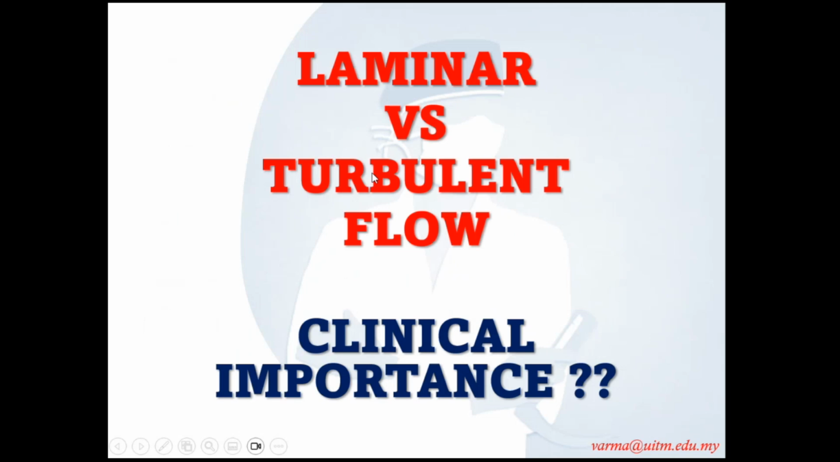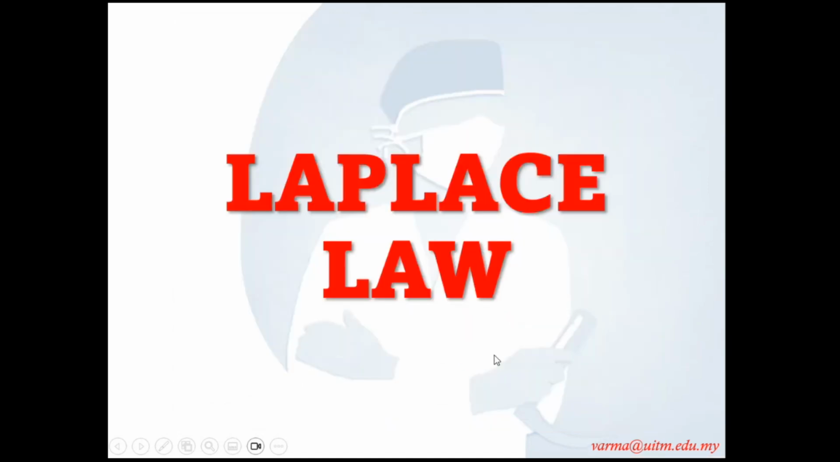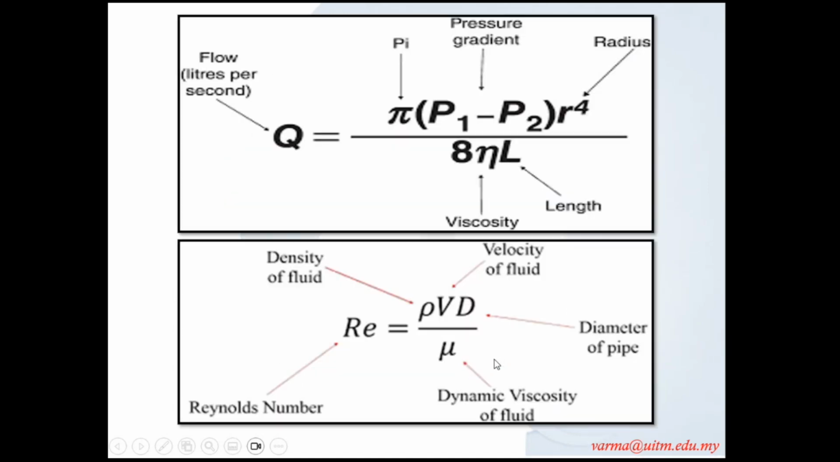So we come to the last section of it. Laminar versus turbulent flow. Why are we so concerned about the flow? Why do I talk so much about the flow, the laws and everything, the clinical importance of it? As I mentioned just now, Poiseuille law talks about this, then we talk about Reynolds number. Poiseuille law is only for laminar flow, whereas Reynolds number is to determine laminar versus turbulent. So what are the importance? When we talk about Poiseuille law, I'll give an example.